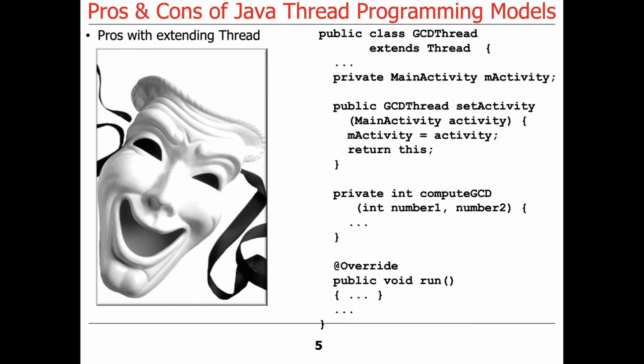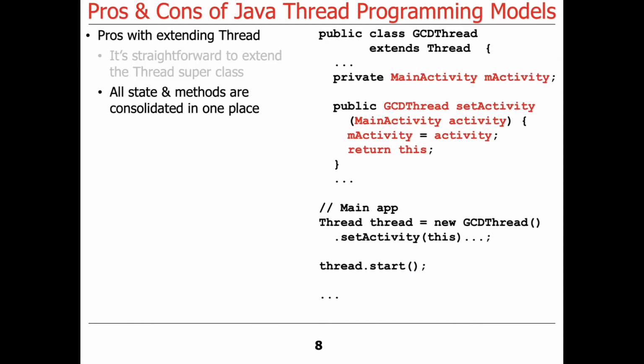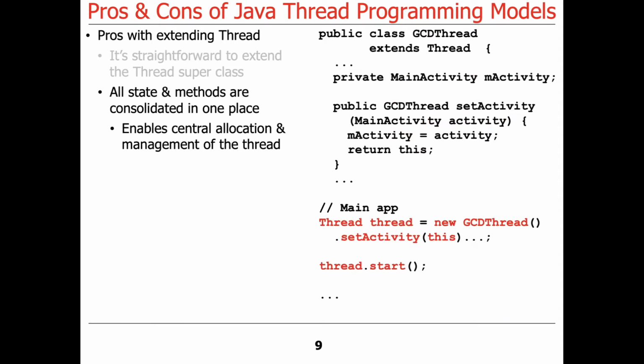So you can see here's GCD thread where we extend thread. It's very straightforward to do this. You just say GCD thread extends thread, boom, you're off to the races. And then you simply override the run hook method and put in your business logic. All the state, all the methods are consolidated in one place. You can see here that we have this method called setActivity. We have an activity. Everything's connected together. It's nice and centralized.